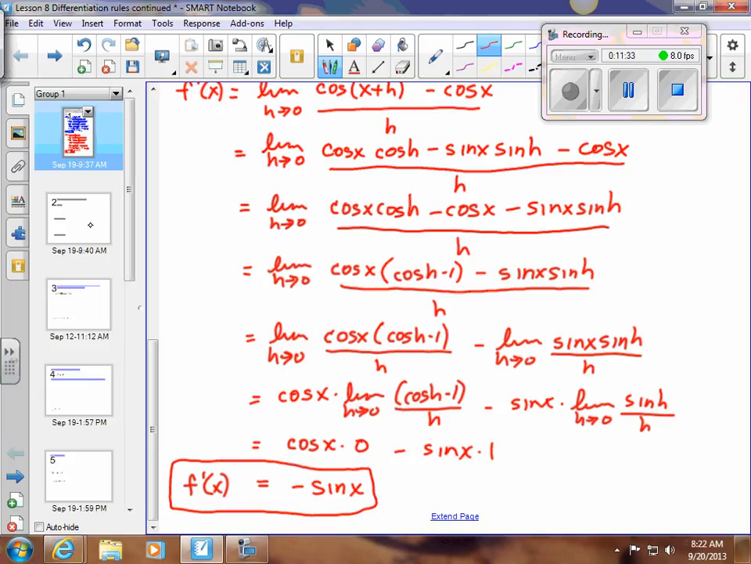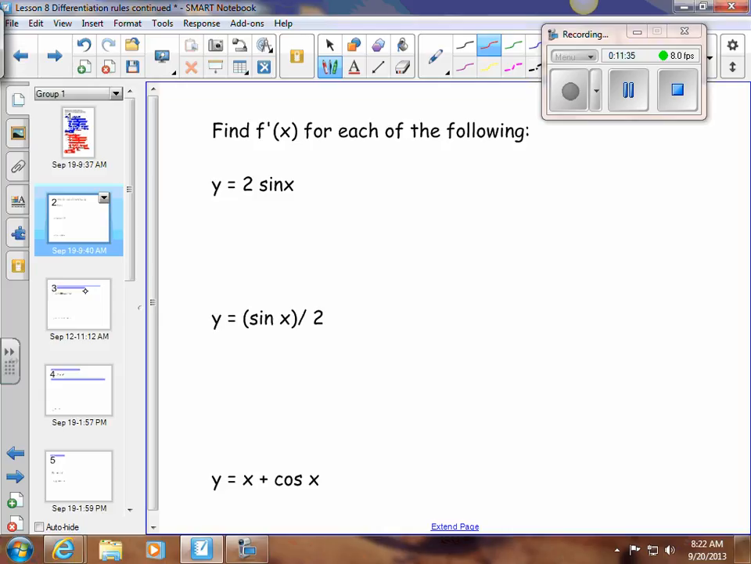Okay, let's look at some examples. Find f prime of x for each of the following. The first example involves the constant multiple rule. The derivative of 2 times sine of x is 2 times the derivative of sine of x, which is cosine of x.